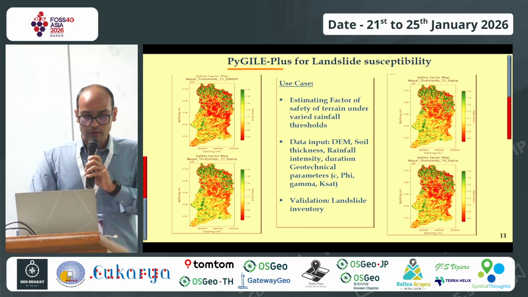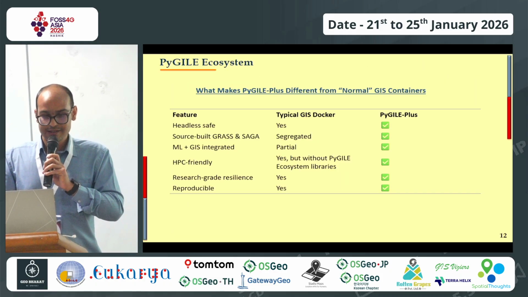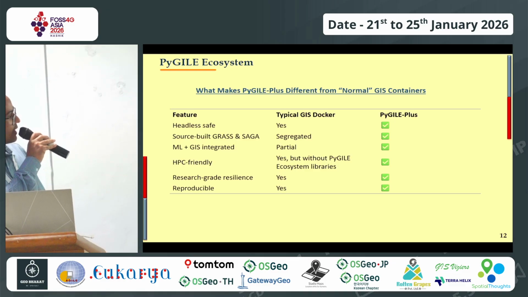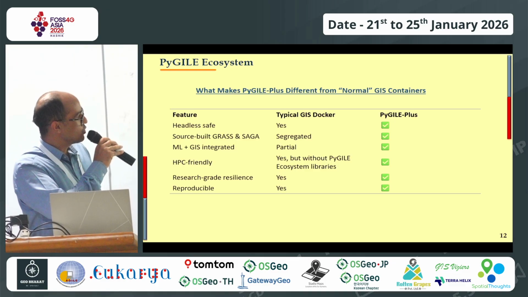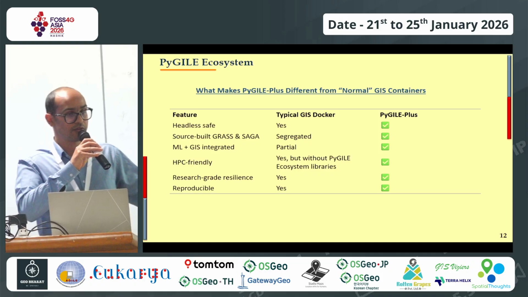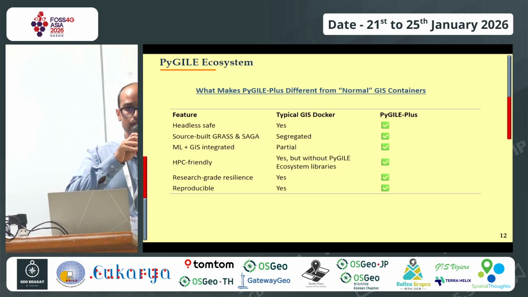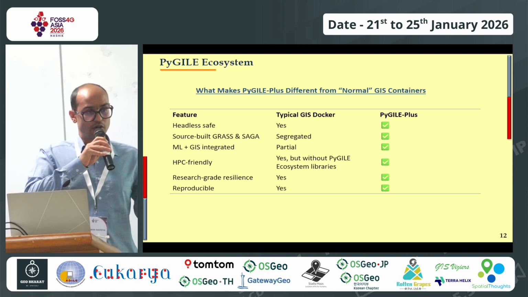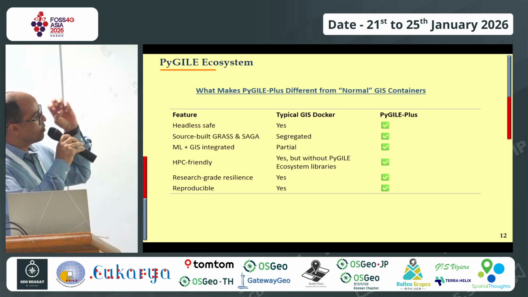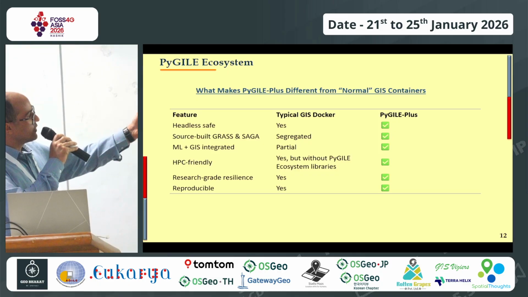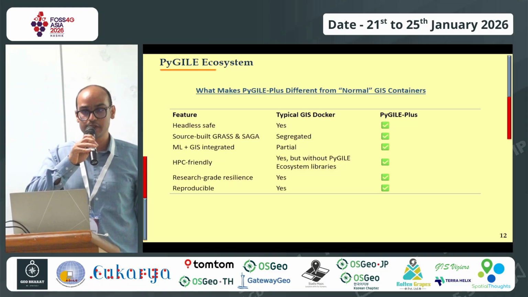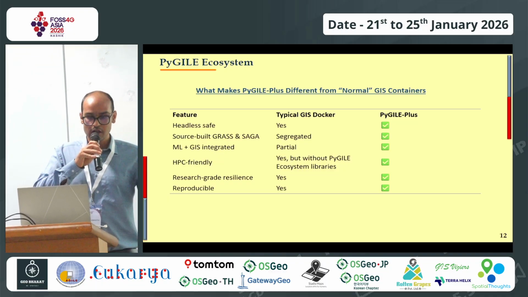Now, the reason I'm showing you all of this is, even with all of this in PyGILE Plus, there was a situation when I had to do the same factor of safety, but not just for a localized region, but for a regional region. Now, how should I do it? My computer was not efficient enough to do it. So then we thought, what if we could convert this Docker that we already have in PyGILE Plus into high performance computing? How can we convert this and use it there?